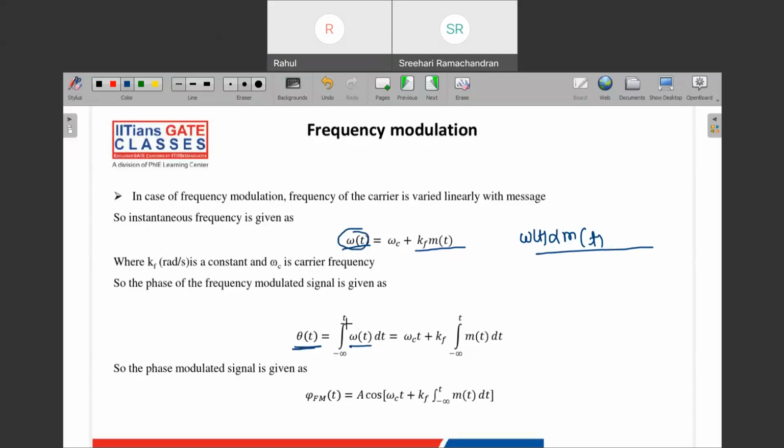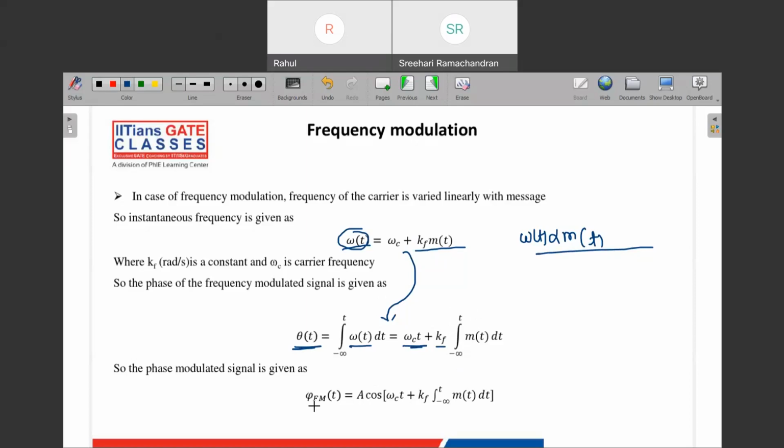Okay. Now if you put this omega t here, which is omega c plus kf into m(t), and integrate it, you will get omega c t plus kf times the integration of m(t). So in the last slide, when we discussed phase modulation, the phase was proportional to the message. In this case, phase is proportional to the integration of the message. That is the difference between phase and frequency modulation.